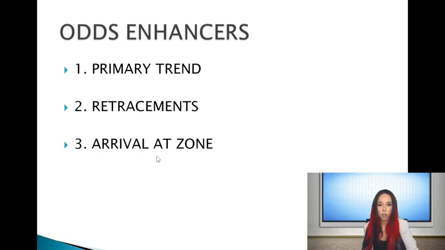And finally, the third odds enhancer is how the price arrives at the zone. Now, at the time of you first scoring the zone, this is usually an unknown parameter, because you don't know how the price is going to arrive at the zone, right? But what this does is it looks at whether there's any congestion areas once the price has reached the level. So anything that got created on the way towards the level becomes very relevant.